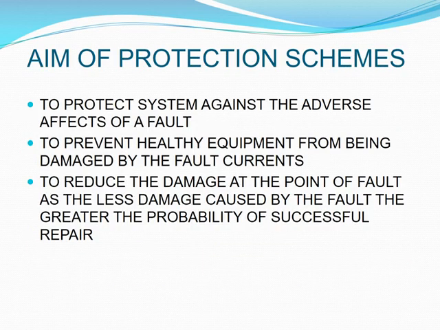So now that we've looked at what constitutes our system faults and what we use to measure the performance of our networks, we now look at the aims of our protection scheme. There's three aims really that we look at. The first one is to make sure that our system gets protected against the adverse effects of a fault. And the second one really is to prevent our healthy equipment from being damaged by the fault.